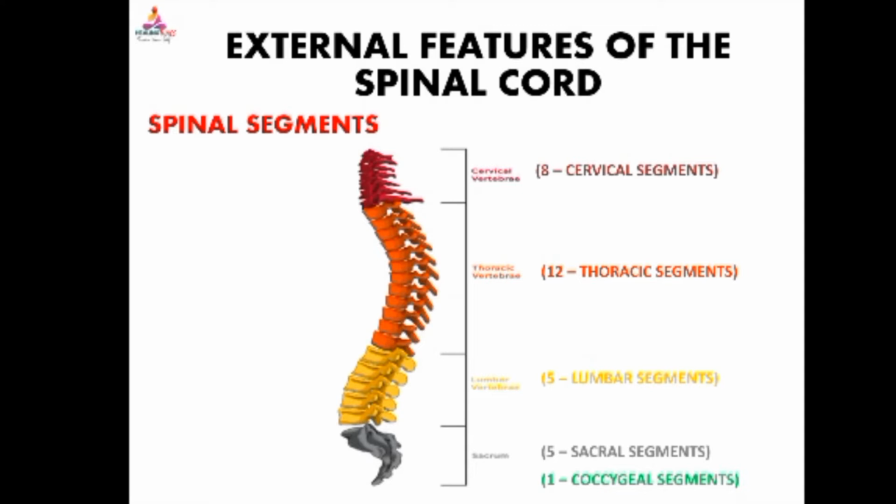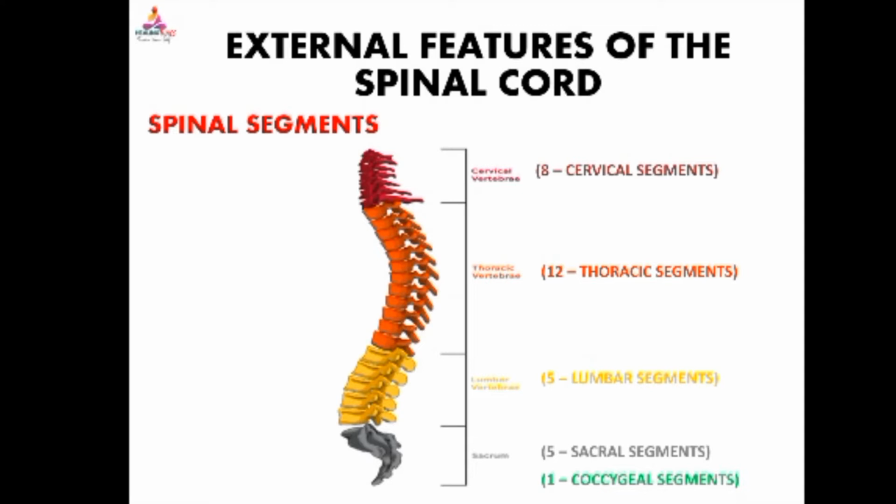Thus, the spinal cord is made up of 31 pairs of spinal segments: 8 cervical, 12 thoracic, 5 lumbar, 5 sacral, and 1 coccygeal. The length of the spinal cord, 45 centimeters, is smaller than the length of the vertebral column, which is 65 centimeters. So the spinal segments are short and crowded, especially in the lower part of the cord.